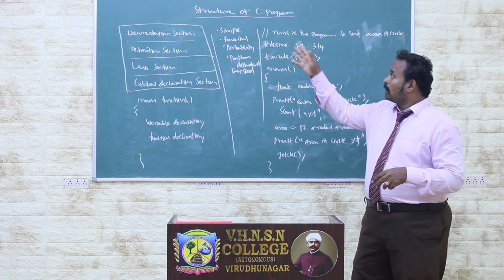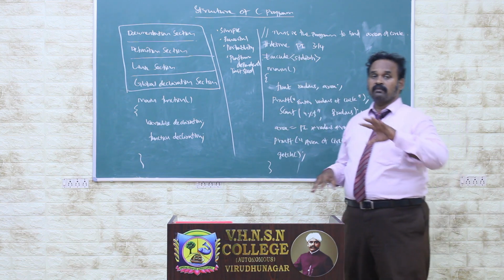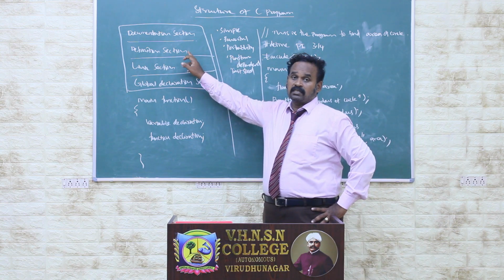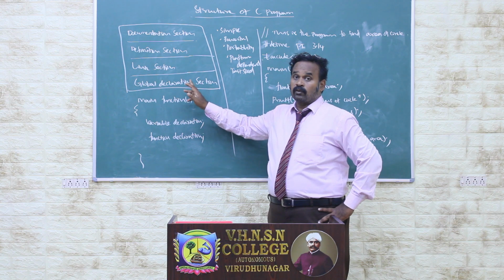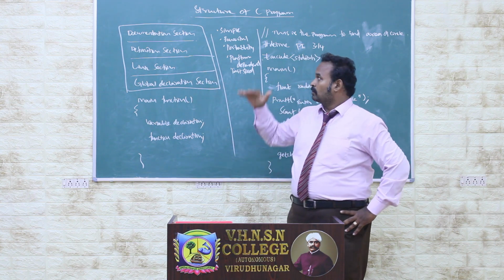Next, let's discuss the structure of C programs. The structure of C programs contains various sections. First one, documentation section, definition section, link section, and global declaration section. So one by one we are discussing, starting with the documentation section.